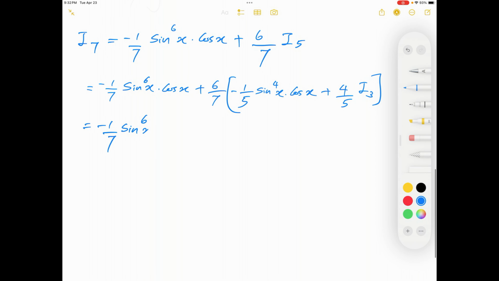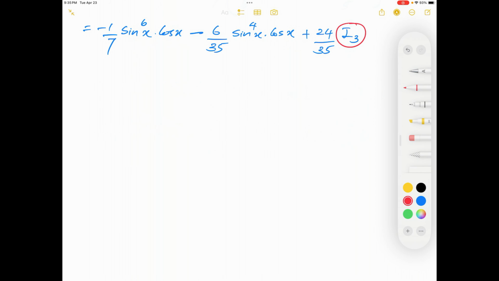I have negative 1/7 sine 6th power x cosine x, and I'm going to multiply these two terms. When I multiply those two, I will have a negative 6 over 35 sine 4th power x cosine x. And then I need to multiply these two terms. When I multiply those two terms, I get plus 24 over 35 times I sub 3. Now we can apply the recursion for I3 right here.